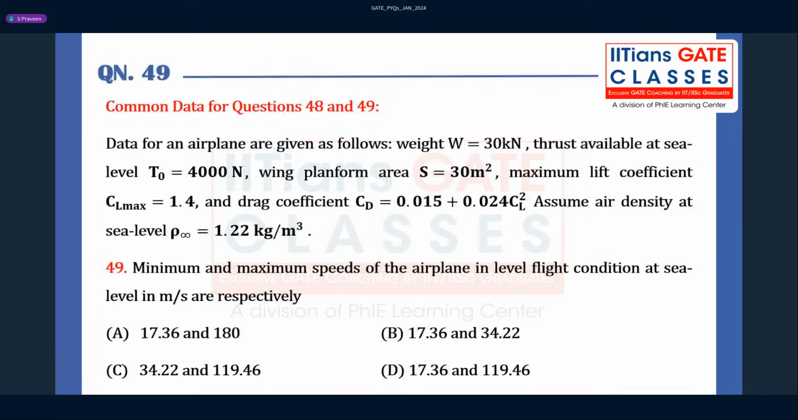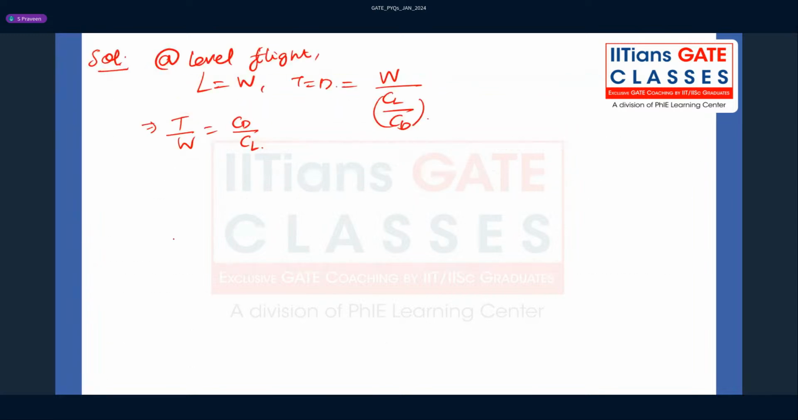And what else is given? So let's divide thrust and weight. Thrust is 4,000 divided by 30,000, and that is basically your CD by CL. If you divide this, you'll get 0.133. So from here, I can say that CD equals 0.133 CL.